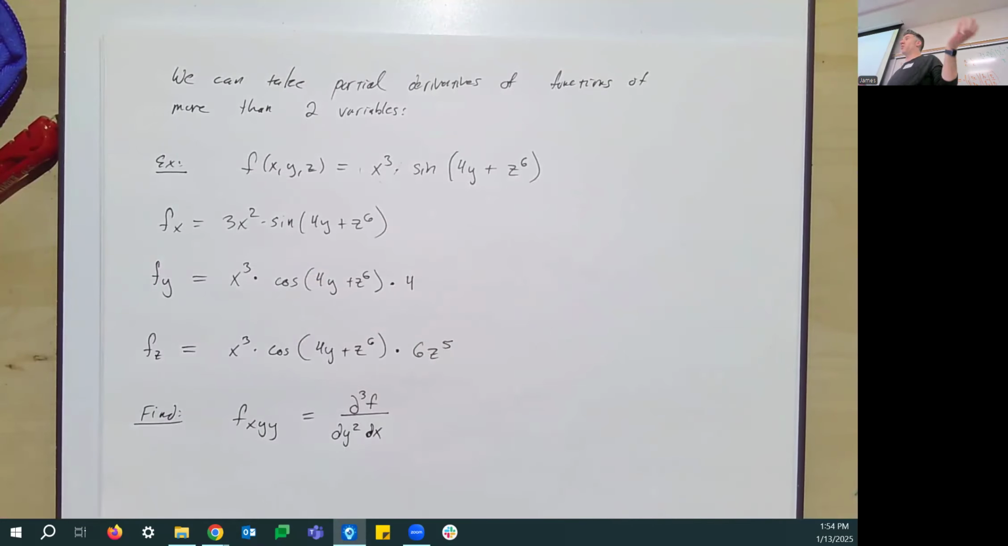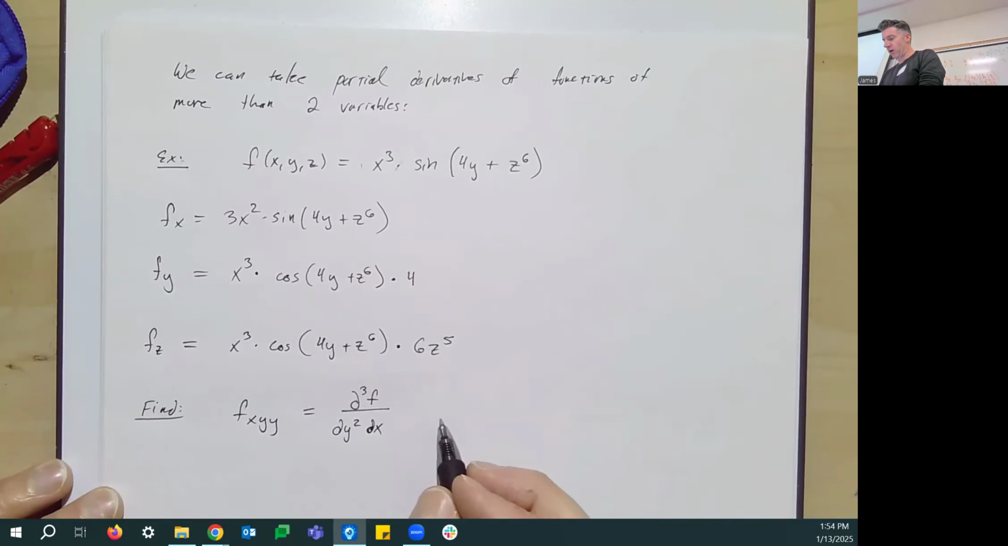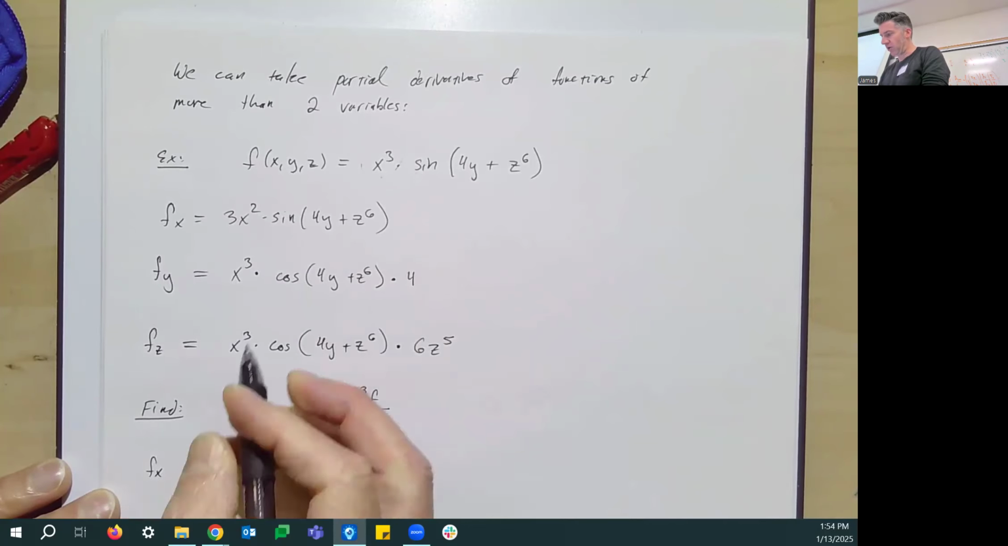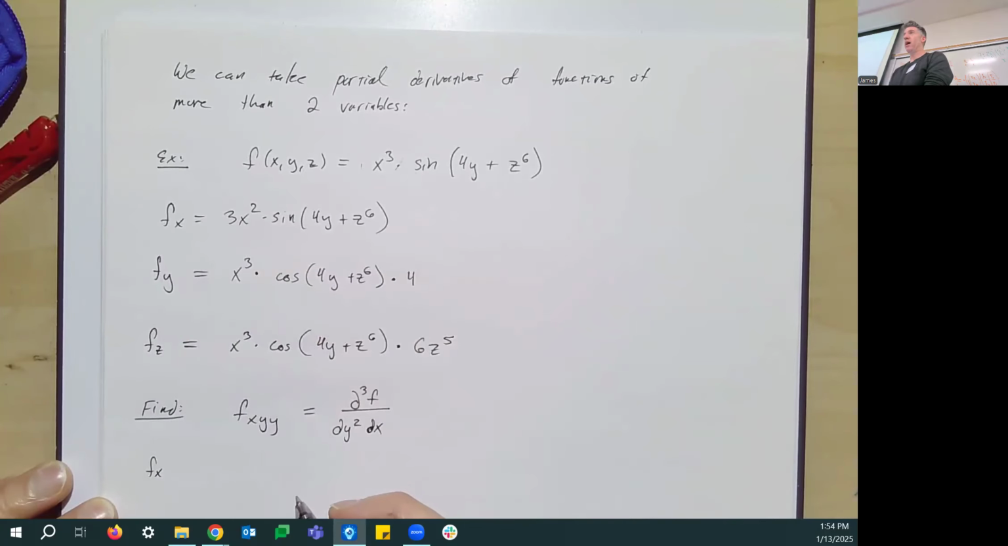Either way, I'm not going to do it all at once. I can't do two derivatives at a time, essentially. I can only do one derivative at a time. I can't go from a function to a second derivative without going through the first derivative. So here, we're first going to take our f_x, which you already know. I shouldn't even write it down. And let's find f_xy.